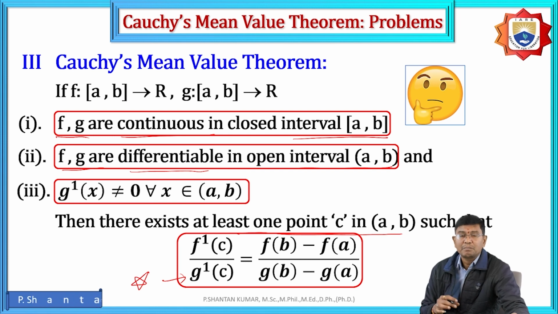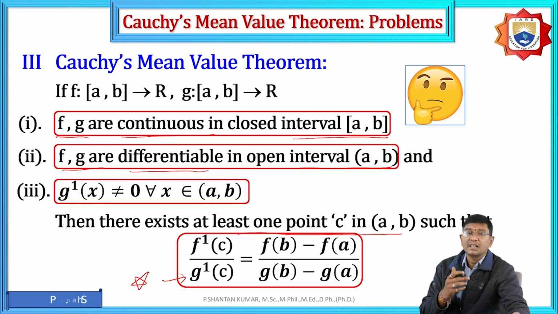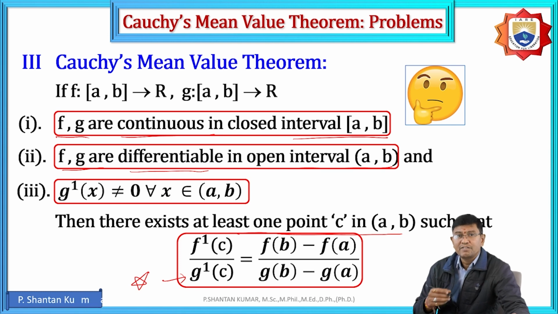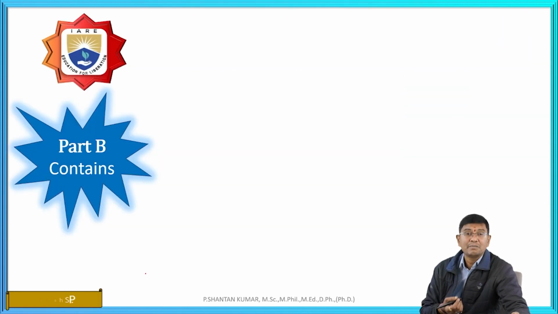These are under Part A, the three mean value theorems. One is Rolle's, the second is Lagrange's, and the third is Cauchy's mean value theorem. Under Cauchy's two functions are involved, whereas in Rolle's and Lagrange's only one function is involved. Further, we'll go on to discuss Part B also.